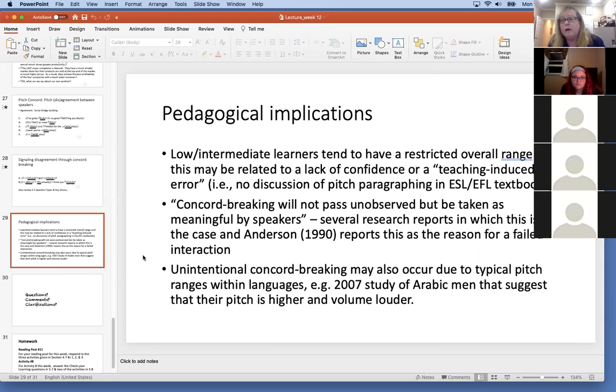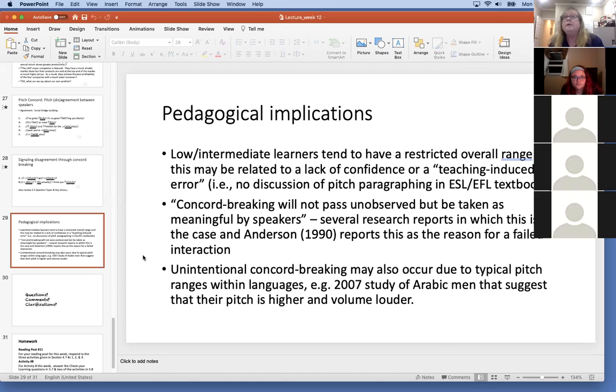Concord breaking, there's been quite a lot of work on this, and everybody agrees that it's not passed as unobserved. If you break a concord, if you do something like, well, actually, or even lower, if you go much, much lower, as if to say, I'm not interested in this whatsoever, it will be noticed. It won't be passed unobserved. So in other words, it could affect a relationship between an English language learner and an interlocutor of traditional Englishes, for example.